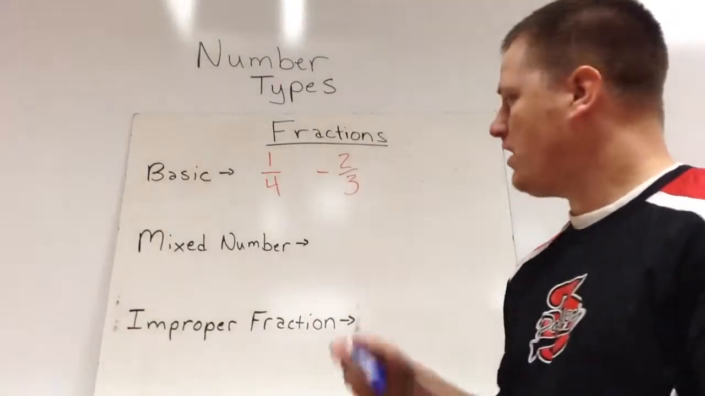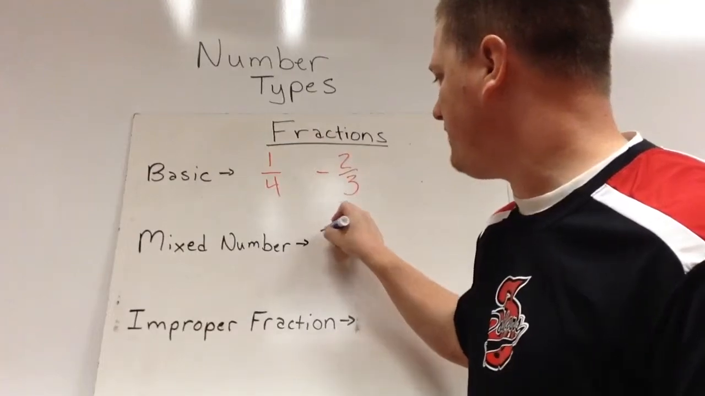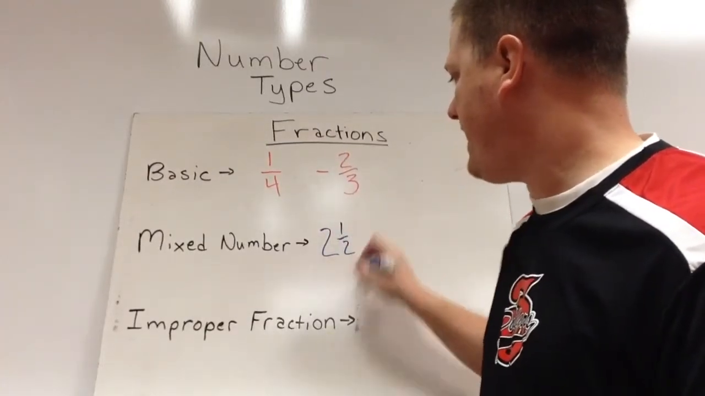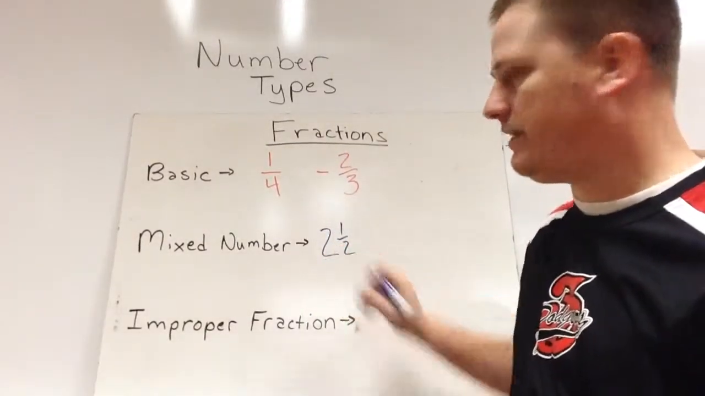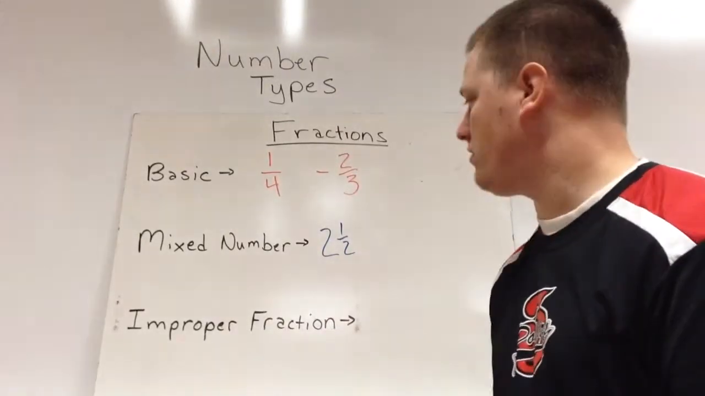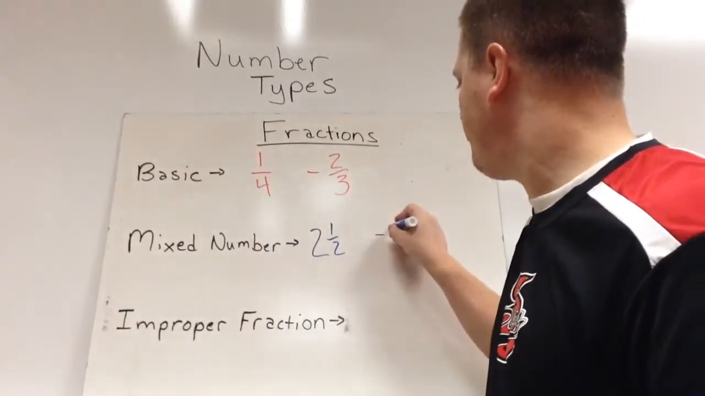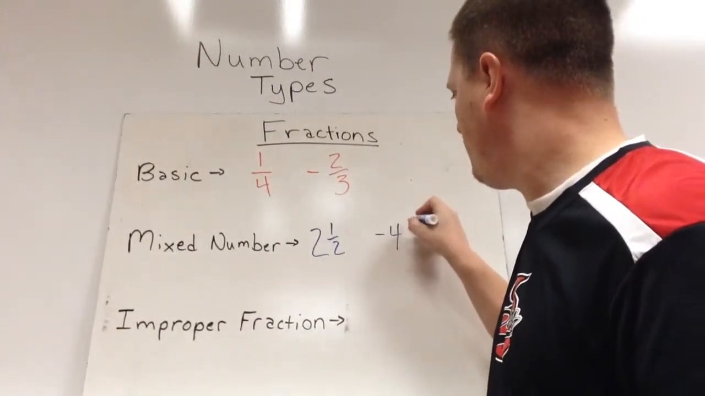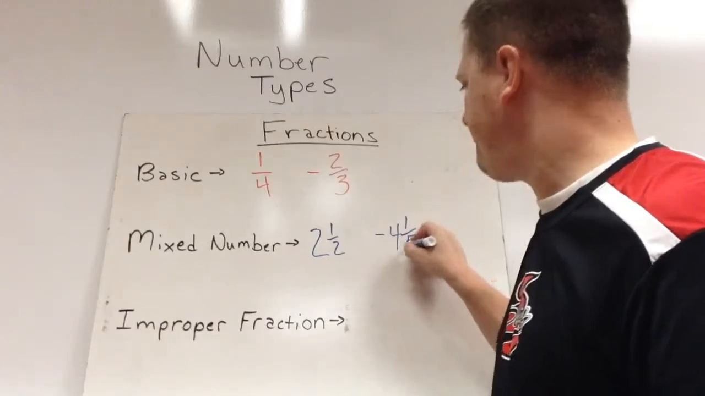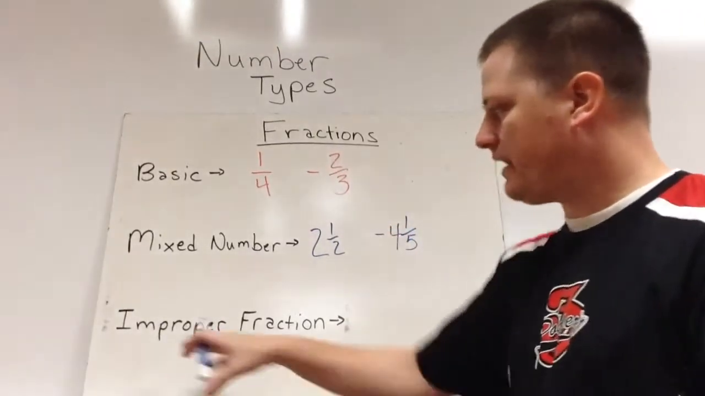Mixed numbers are when we have the whole number out in front, such as 2 and 1/2. The basic fraction next to it. So what this is saying is we have 2 wholes and half of another whole. We can again have negatives of this. Negative 4 and 1/5. So again, negative goes right in front.